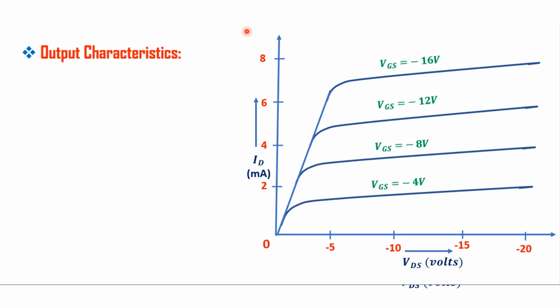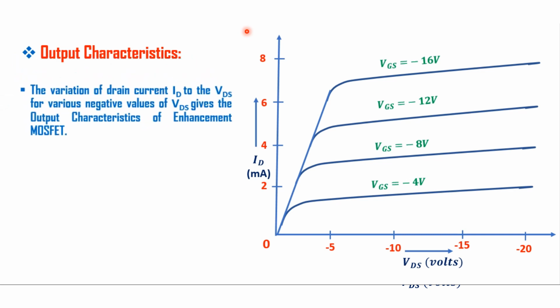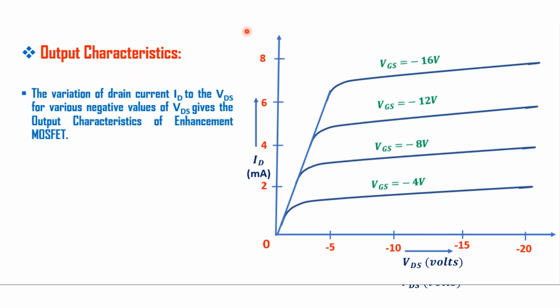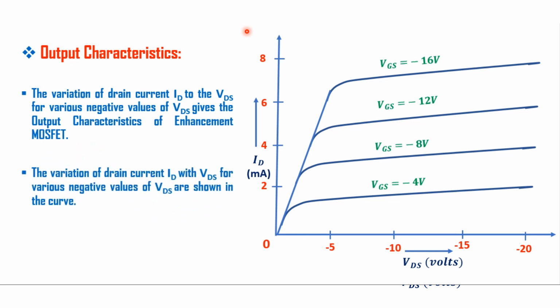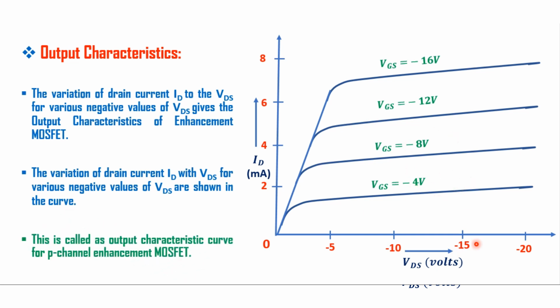Output characteristics. The variation of drain current ID with drain to source voltage for various negative values of gate to source voltage gives the output characteristics of the enhancement MOSFET. This is shown in this particular curve, and it is called the output characteristic curve for the P-channel enhancement MOSFET.